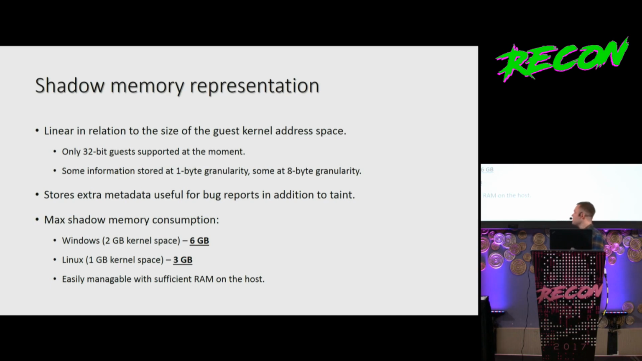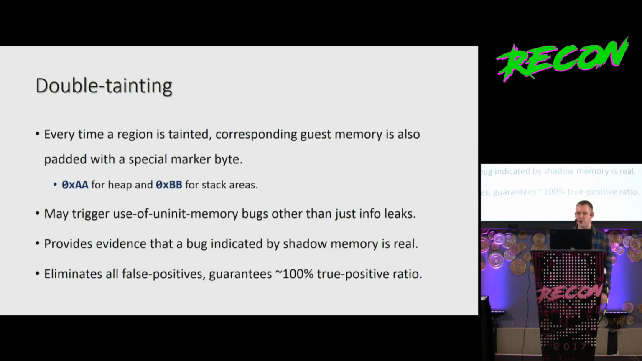So basically, as you can see, for every gigabyte of memory of the guest operating system, we have 3 gigabytes of shadow memory. So for Windows, it's 6 gigabytes in total. Right now, for Linux, it's 3 gigabytes. So if you have just the normal amount of RAM in your computer, you can run this instrumentation without any problems.